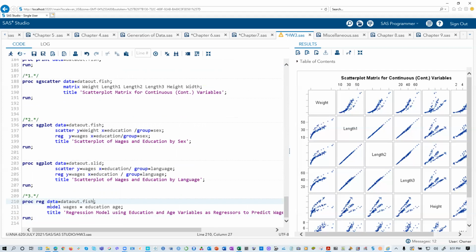Okay, let's say fish one. Instead of wages, we can go to weight. Instead of education and age, sorry, I'm going to pick one for the time being rather than both, multiple regression. Instead of wages, we can pick one of these, length 1. I'm not interested in the title.